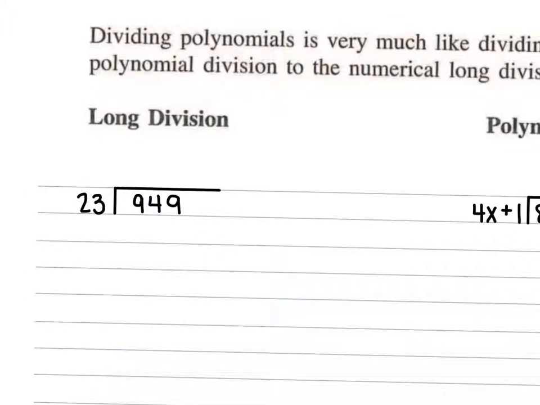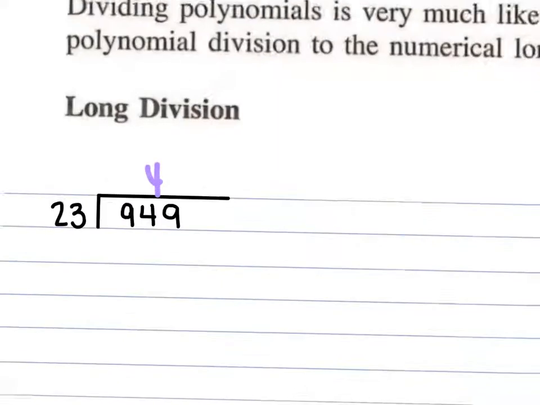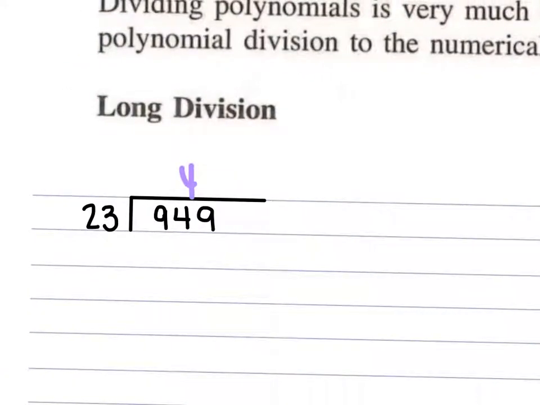It goes in 4 times evenly. So the 4 times 23 is what we would do next. So 4 times 3 is 12. Carry the 1. 4 times 2 is 8, plus 1 is 9. We subtract, and we get 2.